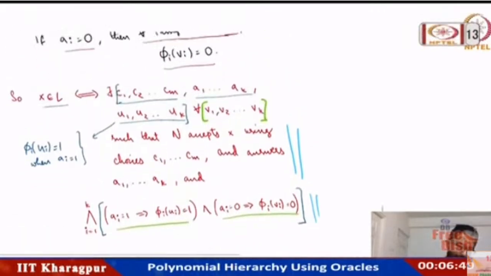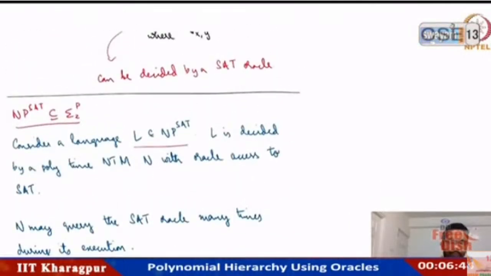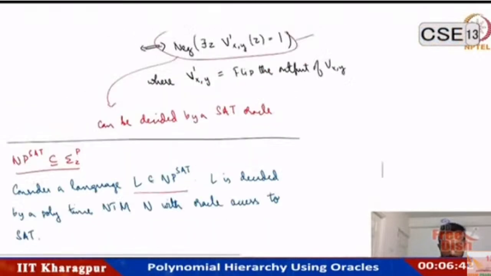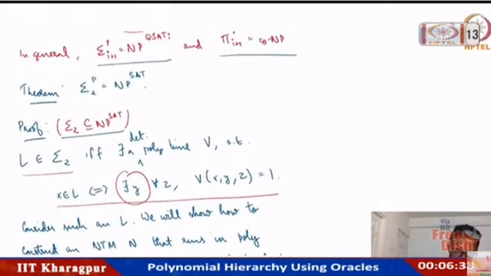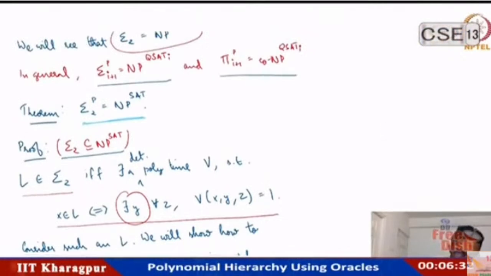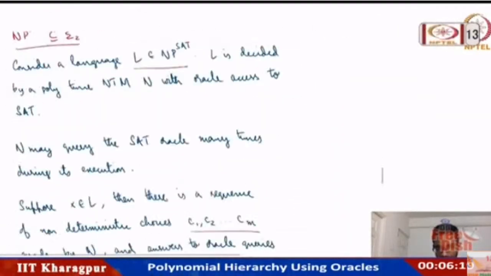That shows that NP with access to a SAT oracle is contained in sigma 2p, and we have already seen the other direction. So this shows that sigma 2 is equal to NP with access to a SAT oracle. And the other things that I said earlier, sigma I plus 1 is equal to NP with access to a QSAT I oracle, and likewise for pi I plus 1. The proof follows very similarly, so I will not get into that.